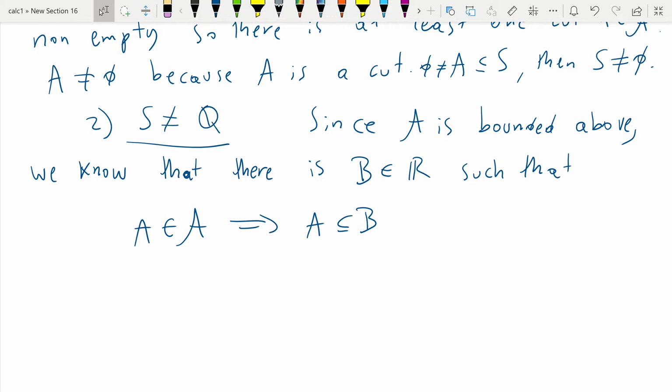Remember, we're using the notation here for cuts, so this is less than or equal to B. A is less than or equal to B for every A in calligraphic A. B is the same for all elements, otherwise it would not be a bound. So there's a B that exists independently of any element in A. It just depends on the family as a whole. And such that any element in A is less than or equal to B, meaning that it's contained in this cut B.